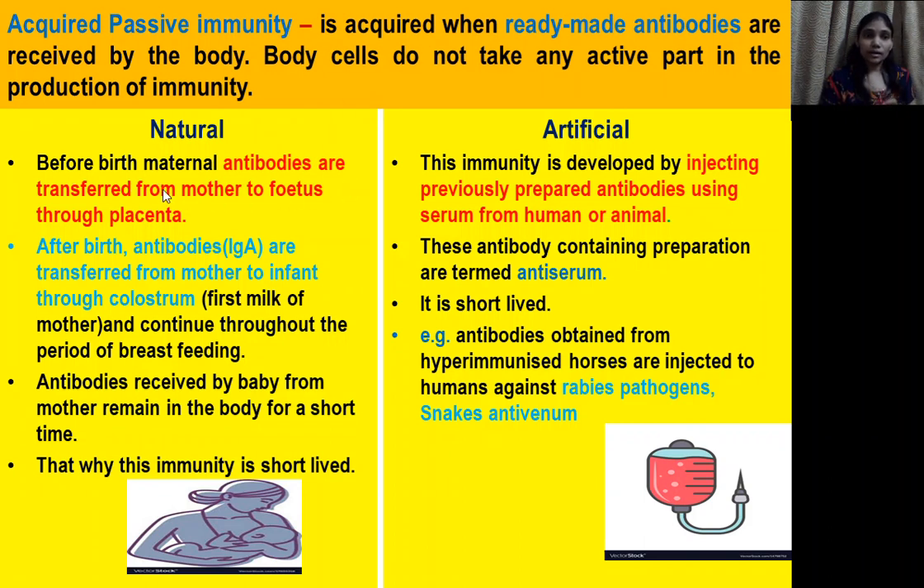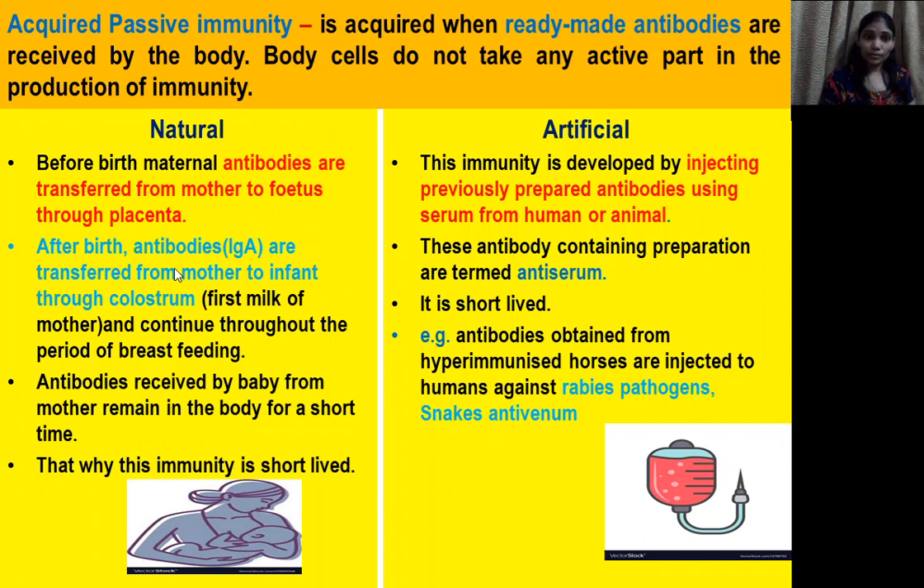maternal antibodies are transferred from mother to the fetus, when the baby is inside the womb of the mother, through the placenta. So through the placenta the antibodies are transferred from mother to the fetus. You can see in the picture. On the basis of that you can understand the example of natural passive immunity. So before birth the maternal antibodies are transferred from mother to the fetus through the placenta.